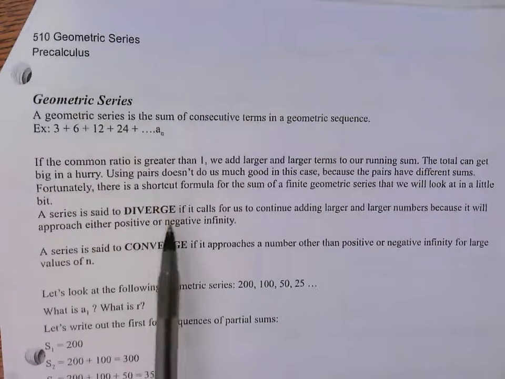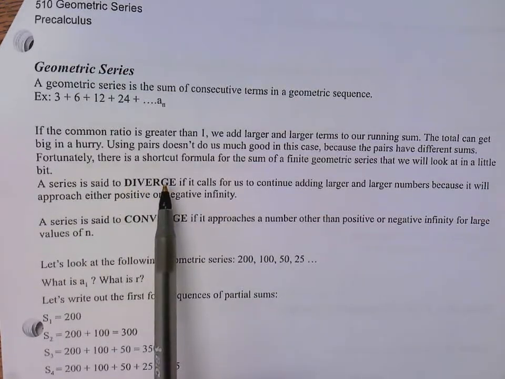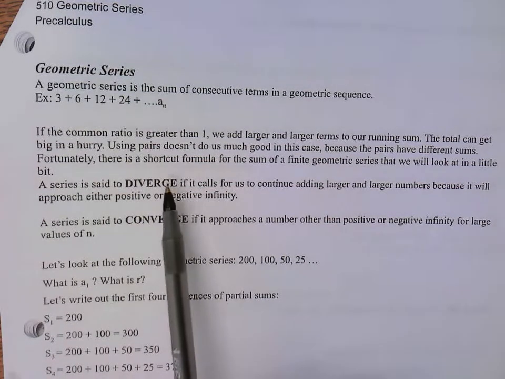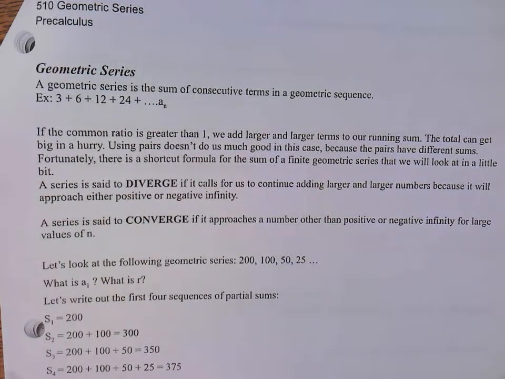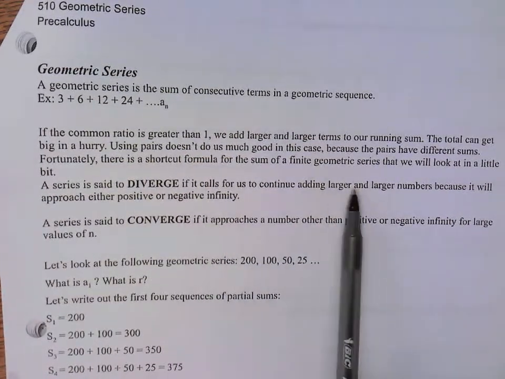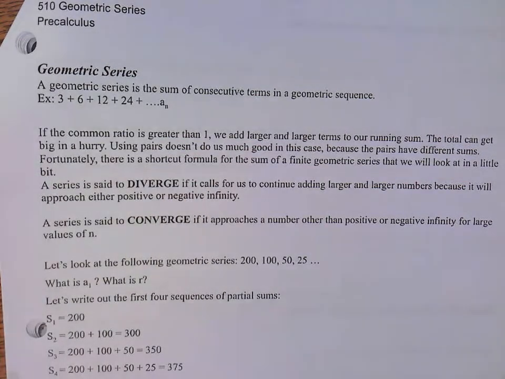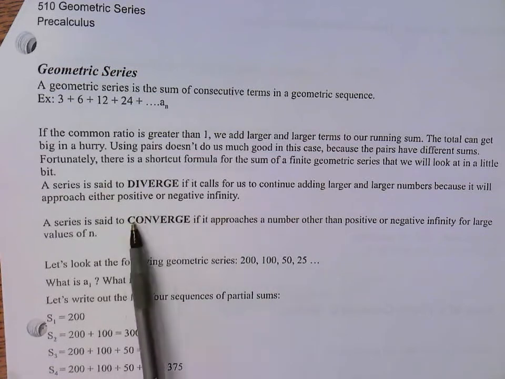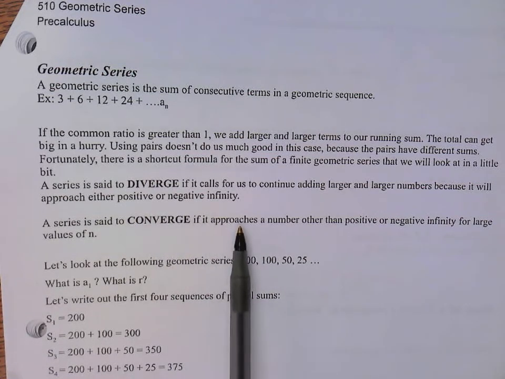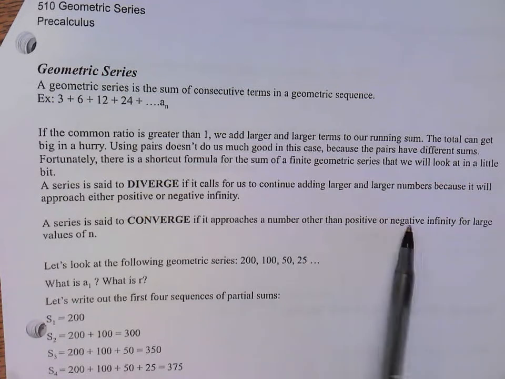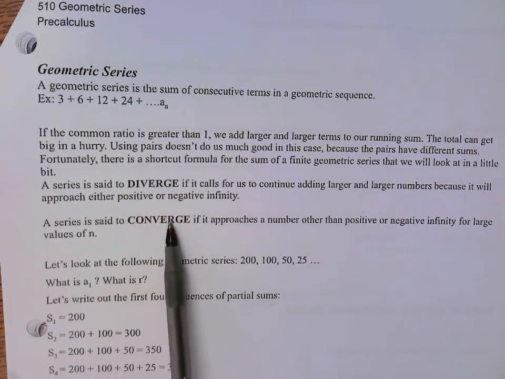These 2 words are important to know. Diverge versus converge. So diverge means something is getting bigger and bigger and bigger, or the one I had on the board, it was getting smaller and smaller and smaller to negative infinity. So it diverges if you keep adding larger and larger numbers, because it's either going to approach positive or negative infinity. So it's diverging. It's going further and further and further. But converging means that it's going to approach a specific number. It's going to converge to 8, or it's going to converge to 100. If it's going to approach a number other than positive or negative infinity. So I'm going to show you how you can tell if it's going to converge or not.